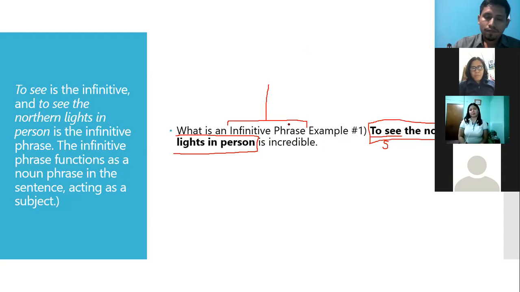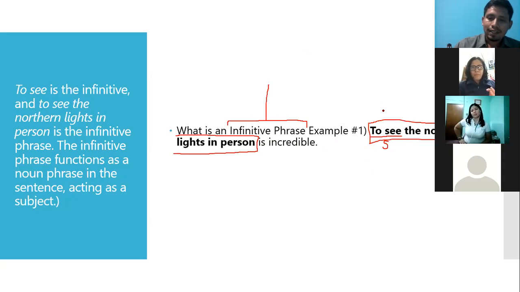So, why is it an infinitive phrase? And how do we use it? This sentence includes an infinitive phrase, to speak to something specific.